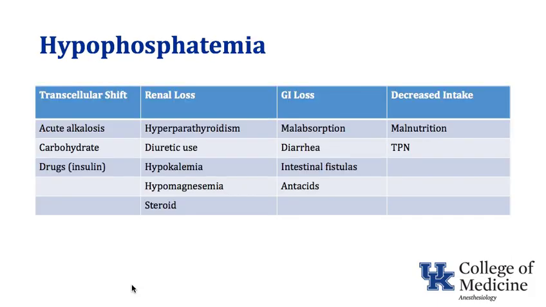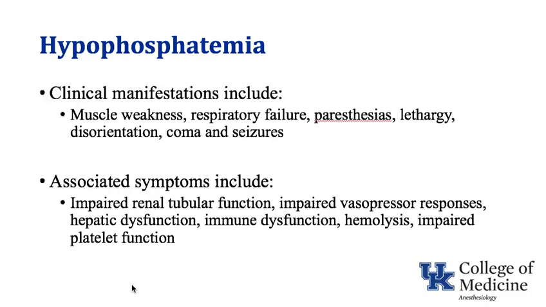Phosphorus. Hypophosphatemia typically occurs either because of transcellular shifts, renal losses, GI losses, or decreased intake. This chart demonstrates the major reasons for each one of those types of hypophosphatemia. The clinical manifestations include muscle weakness, respiratory failure, paresthesias, lethargy, disorientation, coma, and seizures.